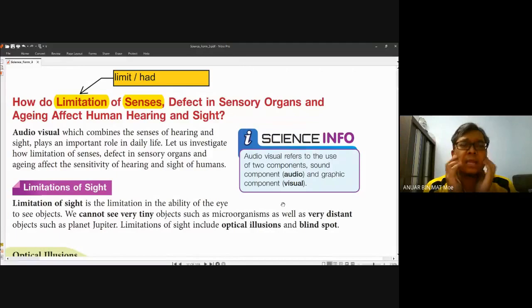I repeat again. Limitation means what the sensory organs cannot do. For example, the sense of sight: by using our eyes, we cannot see distant objects, number one. Or number two, we cannot see very, very small objects. And then what else do you think? The limitation of our eye. Anybody can tell me? What are the other limitations? What can our eye not do?